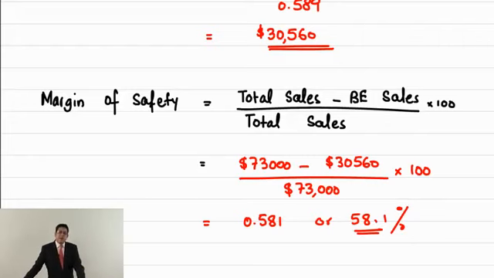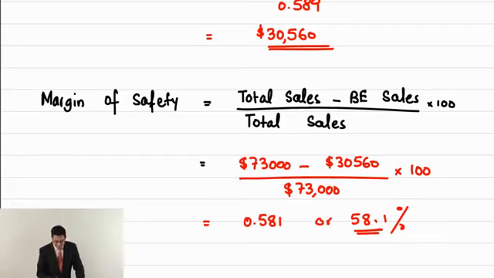Okay, 0.581 or 58.1% approximately, meaning if the original sales plans or original sales volume drops by 58.1%, we will still be okay because we will be in the break even. But if our original sales decrease by 58.2%, we will start making a loss.